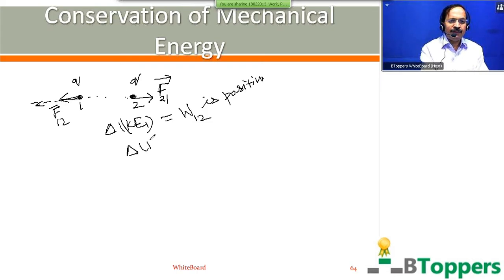Similarly, applying the work energy theorem for the second particle, the change in the kinetic energy of the second particle is equal to the work done by the force on the second particle by the first particle. This is also positive here because the second particle moves in the direction of the force F bar 2, 1. When the force acts in the direction of displacement of the particle, the work done by the force is positive. So the change in kinetic energy of each particle is positive in the present discussion.